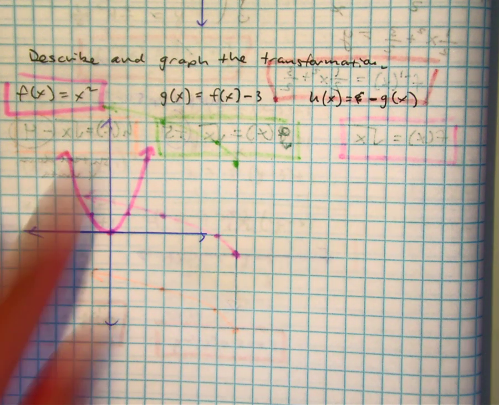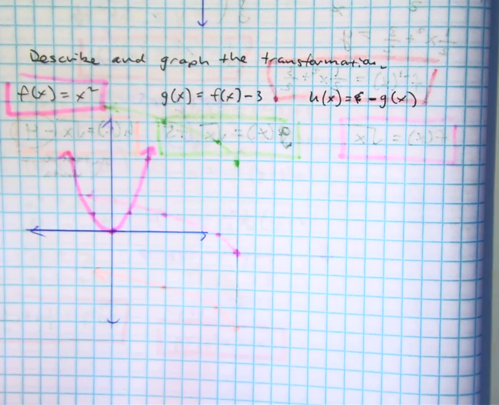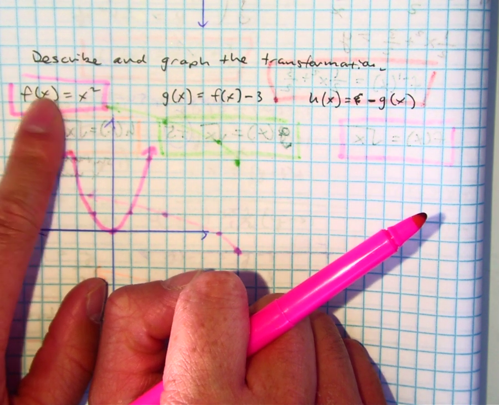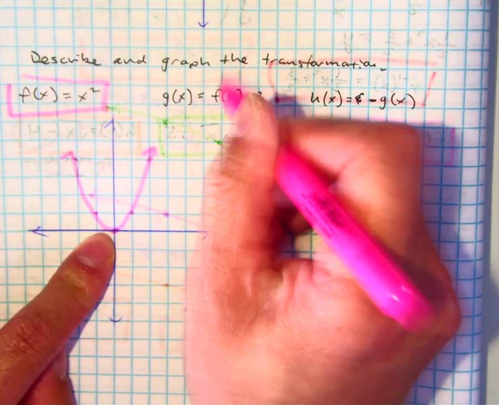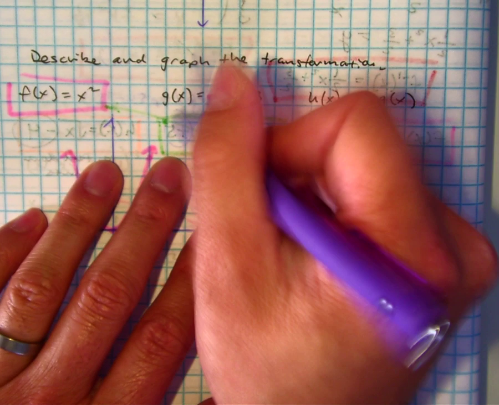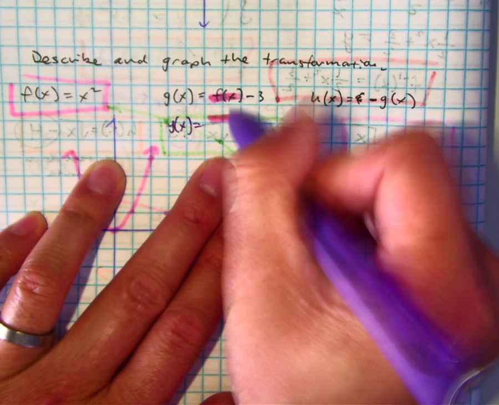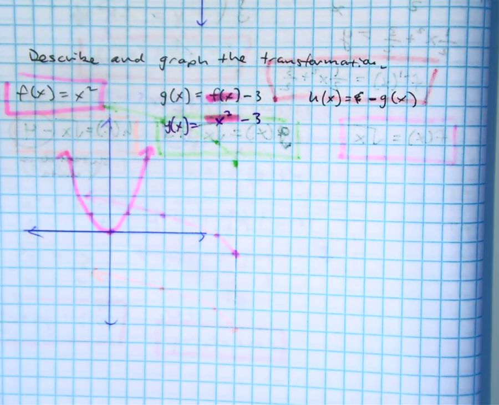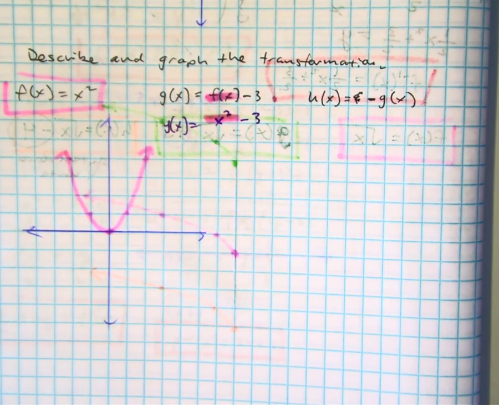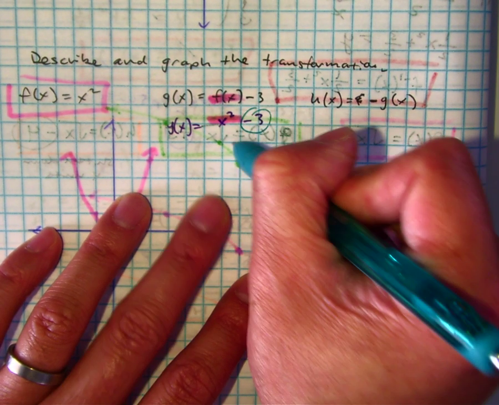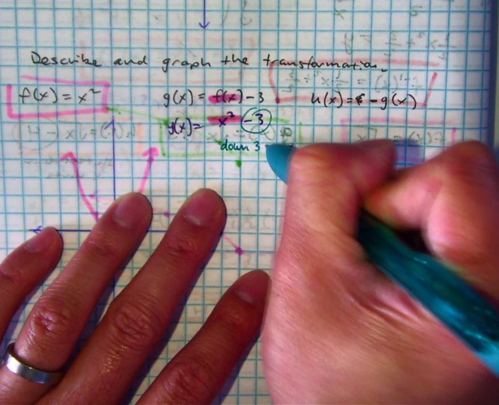Now this one says g of x equals f of x minus 3. Well, every time I see f of x, I can write x squared. I see f of x, class, what can we write? X squared there. So really it's x squared minus 3. Well, what is that minus 3 going to do, class? It's on the outside. Someone says it's going to go down 3 units. Down 3 units.